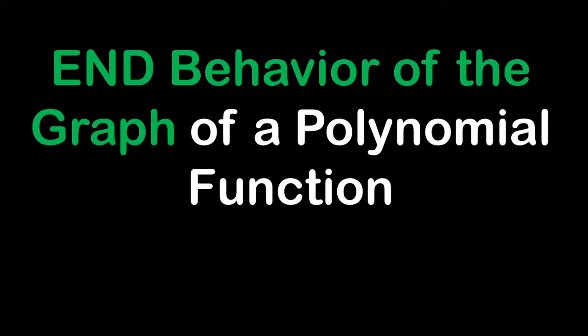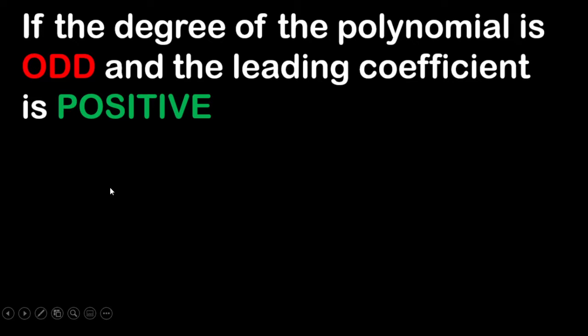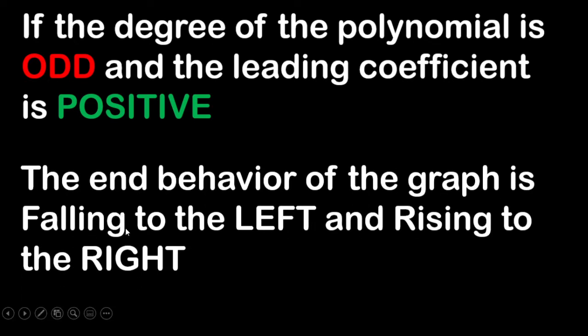Let's continue the discussion on the behavior of the graph of a polynomial function, but this time, we will be describing the end behavior of the graph of a given polynomial function. Sabi niya, if the degree of the polynomial is odd and the leading coefficient is positive, the end behavior of the graph is falling to the left and rising to the right.